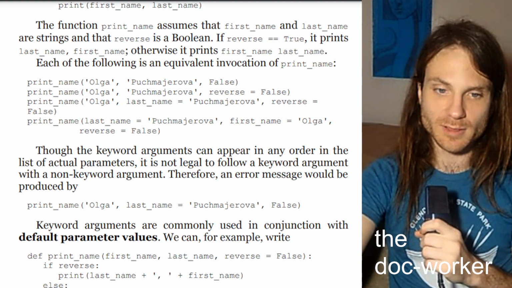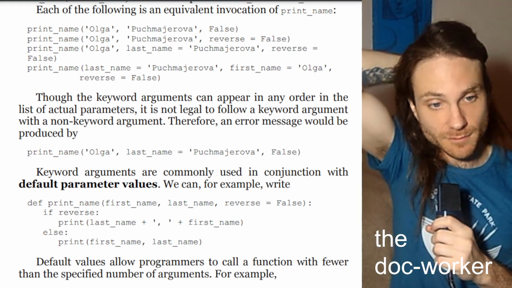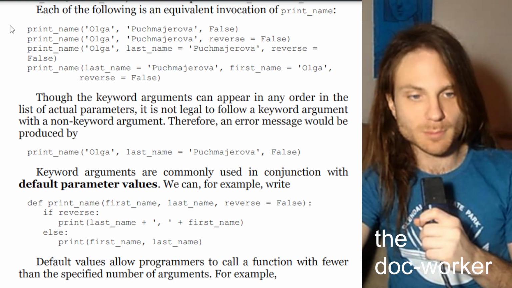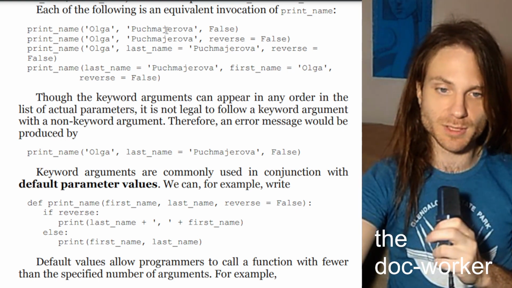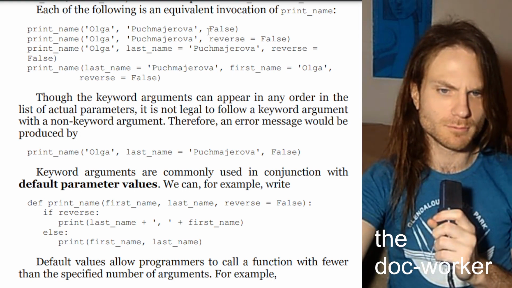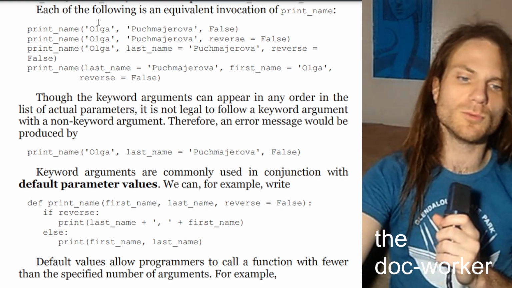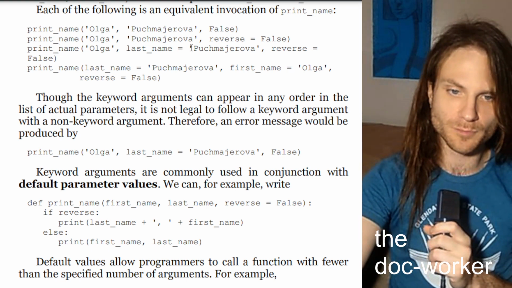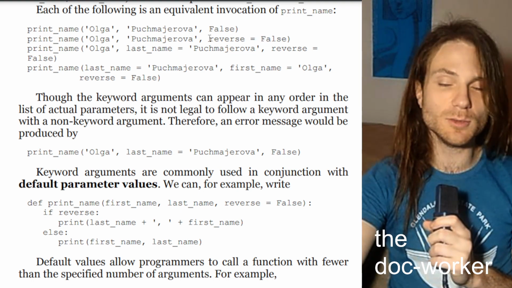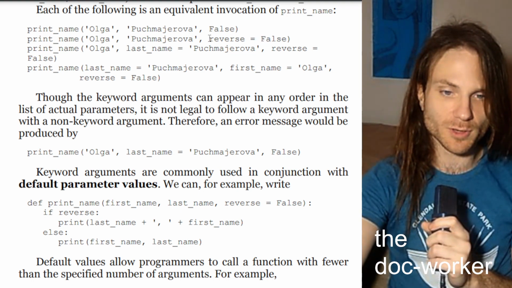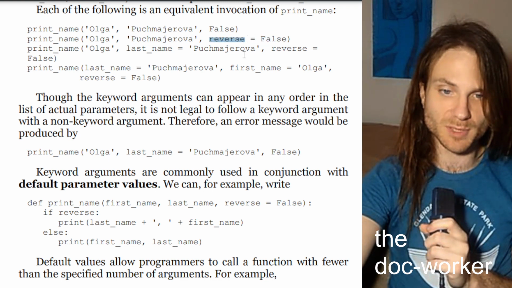Each of the following is an equivalent invocation of print name. So we could invoke or call the function by saying print underscore name and then in parentheses the string Olga, the string Puchmajerova, and the boolean false. We could call the function with the same strings in the same order and then pass in false as a keyword argument by specifying that we are passing in this argument for this specific parameter, reverse, by saying reverse equal false.